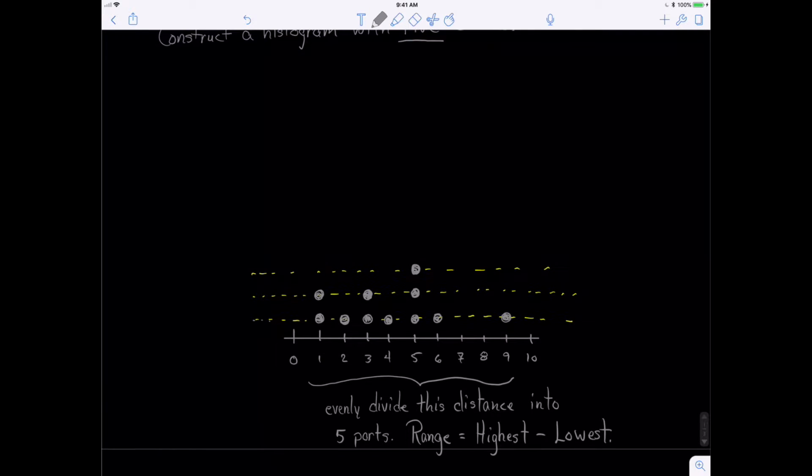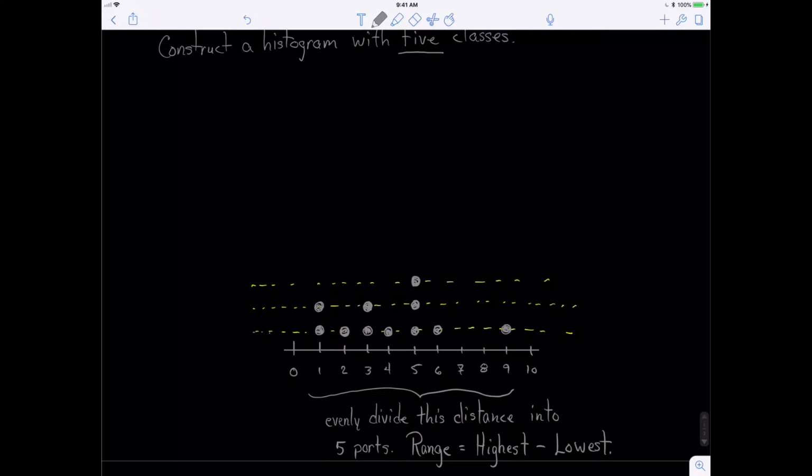Okay, so let's come back up here. I'm going to use that information. We want 5 classes. So here's what we do. We take our range. Let's find that first. So our range is 9 minus 1, which is 8. Now we want this into 5 equal parts. So what we do is we take our 8, we divide it by 5, and if we do that, we get 1.625.